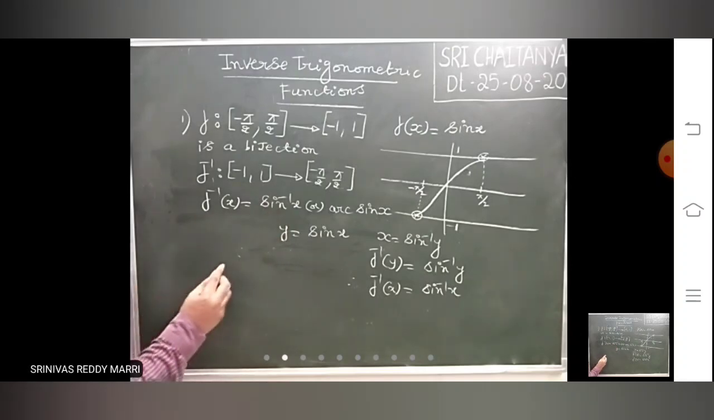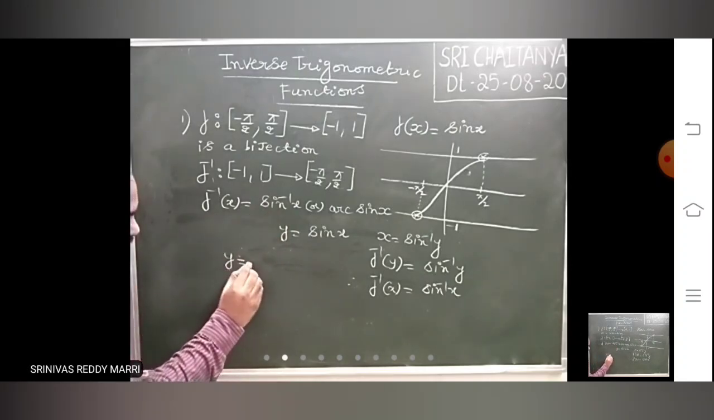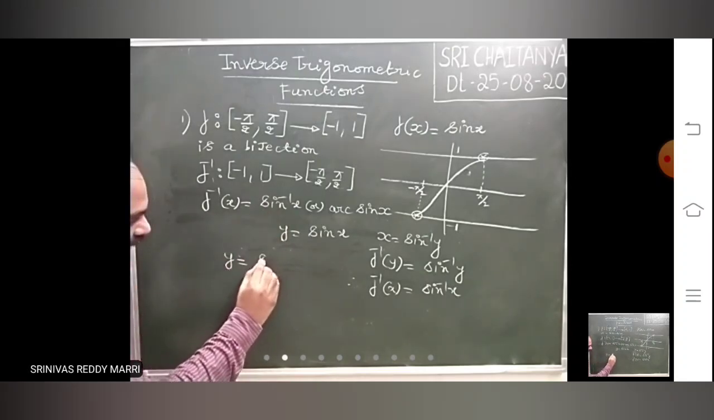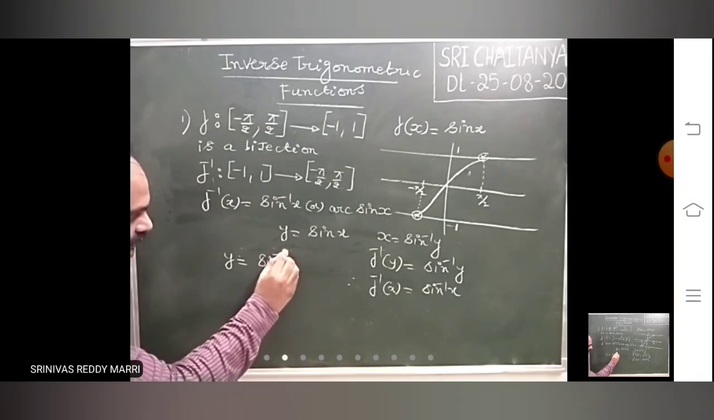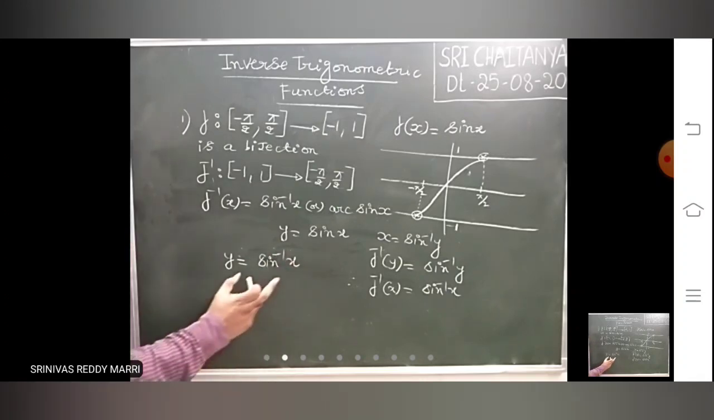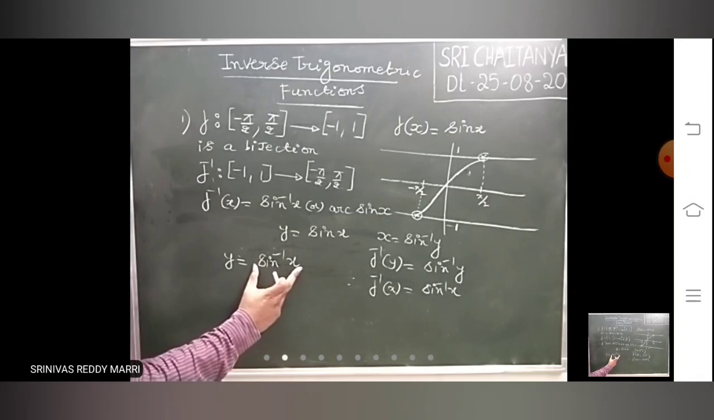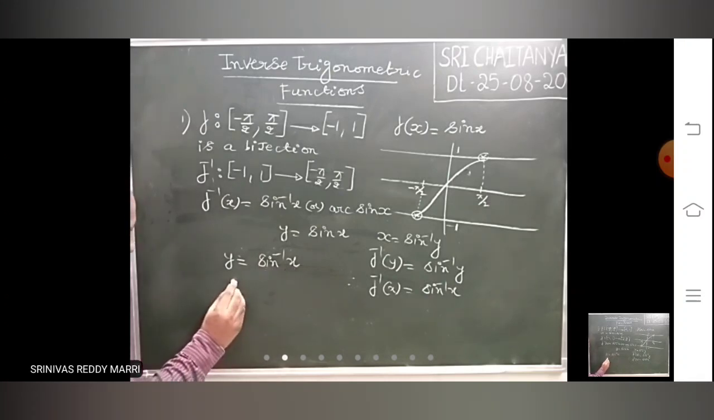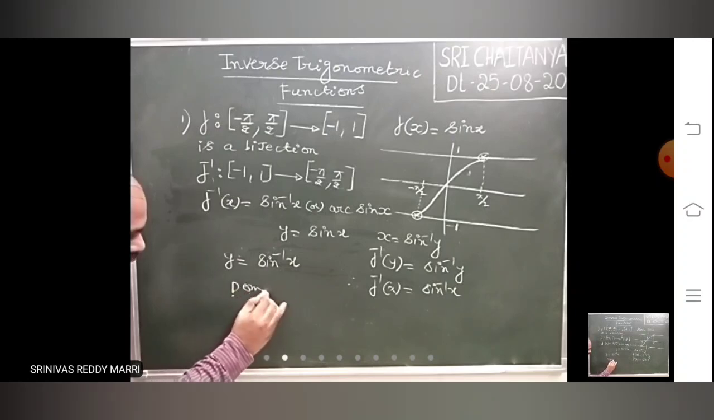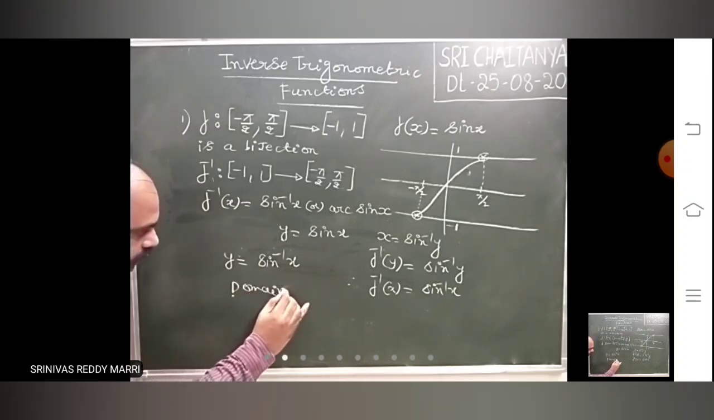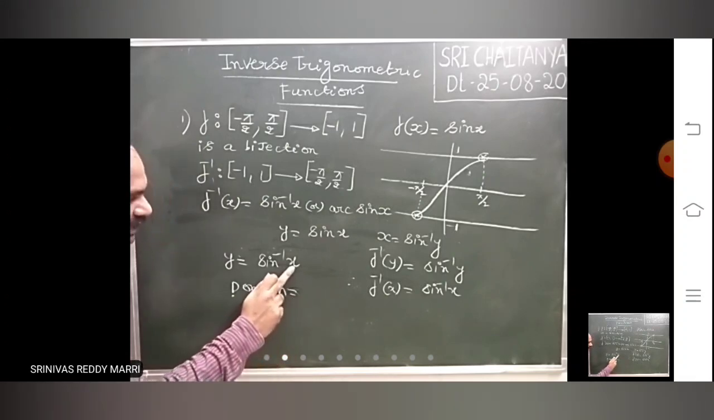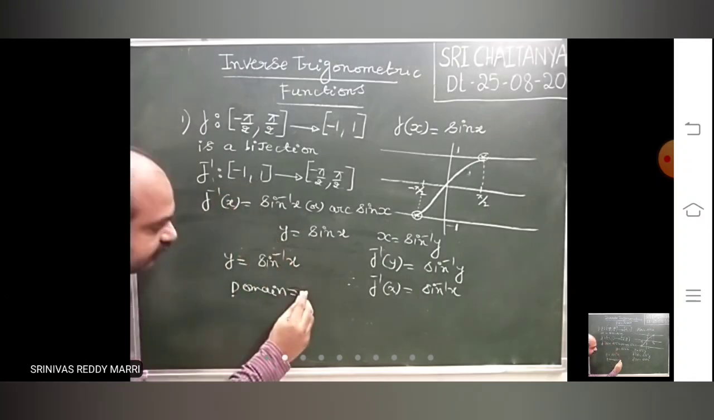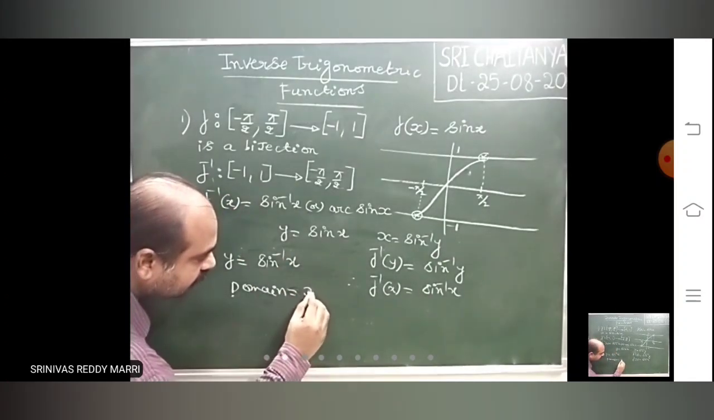Look at this function, y equal to sine inverse x. Whenever sine inverse x is there, the domain means x for this. So what is the domain of this function? Minus 1 to 1.